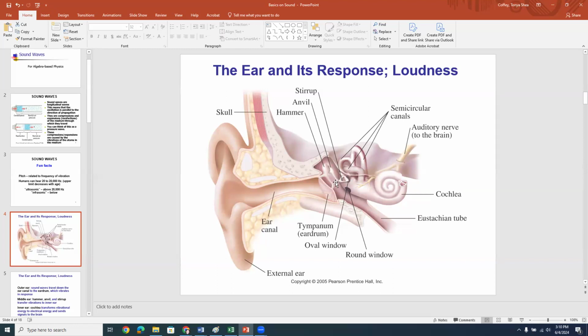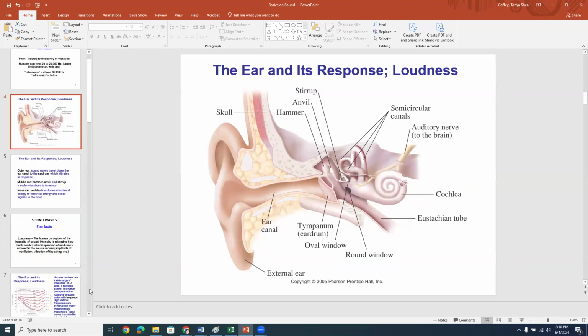And then that wiggling hits your inner ear right here. So here's your inner ear. And then the cochlea in your inner ear transforms those mechanical vibrations of these bones into electrical energy and then sends those electrical signals to your brain, okay? Now there's more to it, and if you want to know more about it, you can read more about it in your textbook.